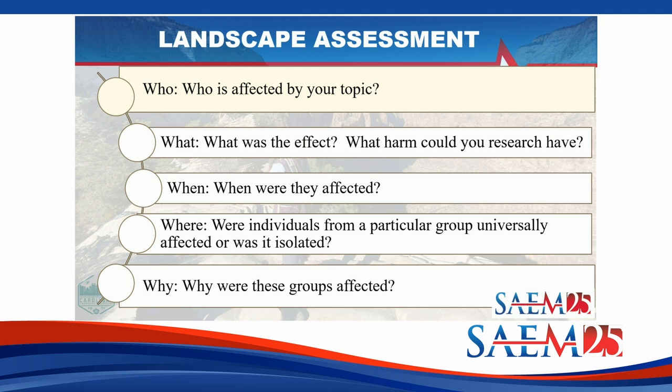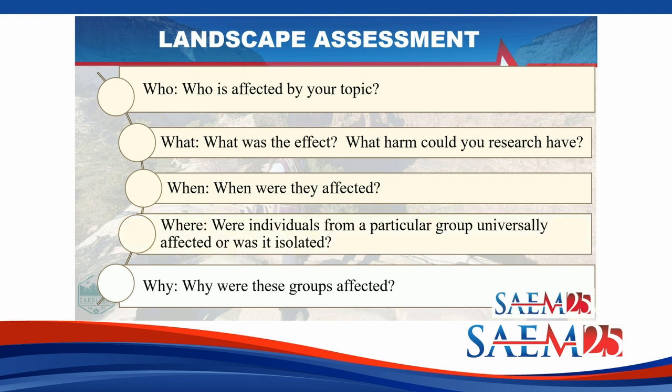The next is what? What was the effect that what you plan on studying had on these individuals? Again, was it negative? Was it positive? The last is when. When were they affected? Is this something that happened a long time in the past? Is it something that happened more recently, about 5 years ago? Are they still being affected?